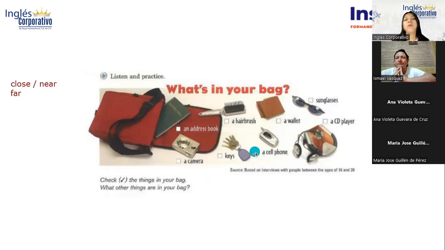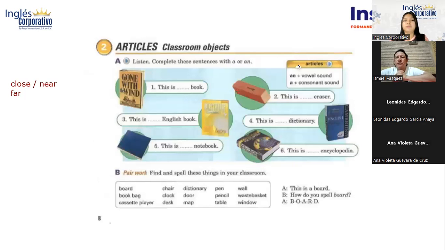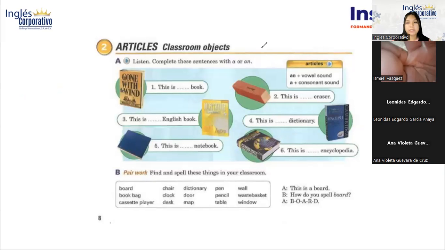Keys. And then we also have a cell phone. Cell phone. We also have a CD player. CD player. Right? Very good. Okay, excellent. Let's move. Now, let me see. Yes, thank you. All right. So now, as you can see right here, we have classroom objects.